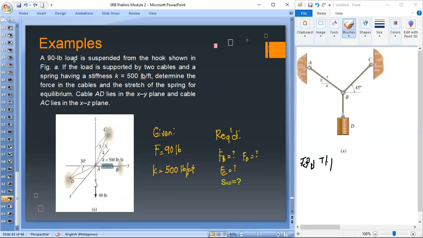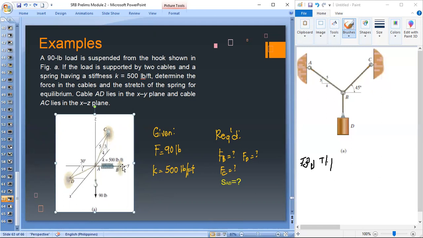A 90-pound load is suspended from the hook shown in the figure. The load is supported by two cables and a spring having a stiffness of 500 pounds per foot. Determine the force in the cables and the stretch of the spring for equilibrium. Cable AB lies in the x-y plane, cable AC lies in the x-z plane. So you have a point at D, a point at C, and a point at B.